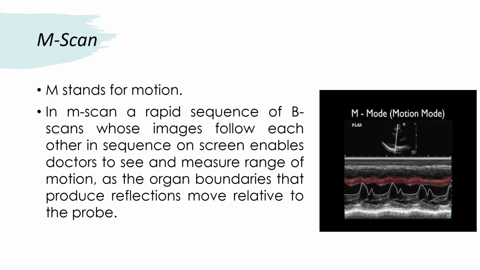Next is the M scan. M stands for motion. In M scan, a rapid sequence of B scan images follow each other in sequence on screen, enabling the doctor to see and measure the range of motion as the organ boundaries that produce the reflection move relative to the probe. So this is the M scan. This is another part of the B scan.